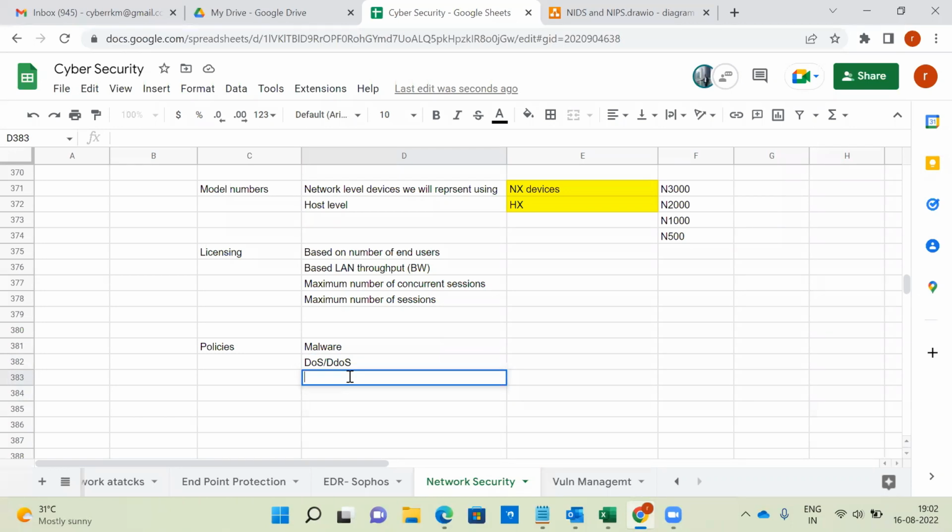Sir, ARP cache poisoning attack. Yeah, so that is one category, the spoofing category, you are right. Sir, flooding category, sir, MAC flood, ICMP flood. So that is nothing but DOS and DDoS only, right? Flooding. Okay.